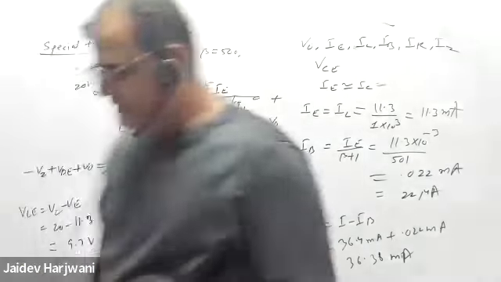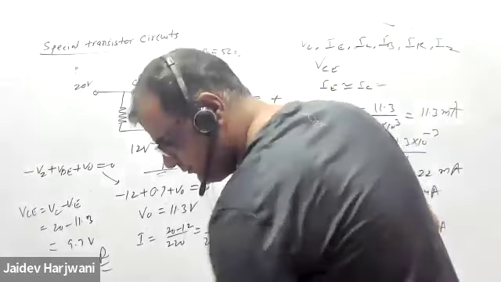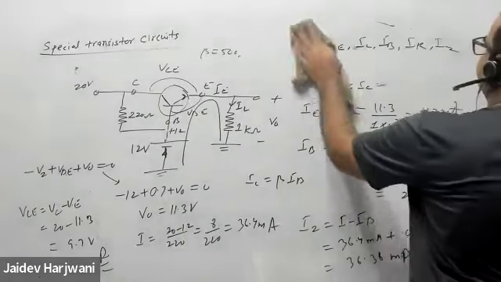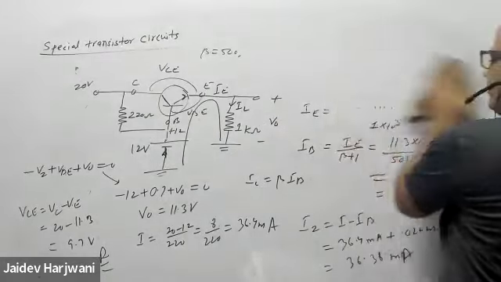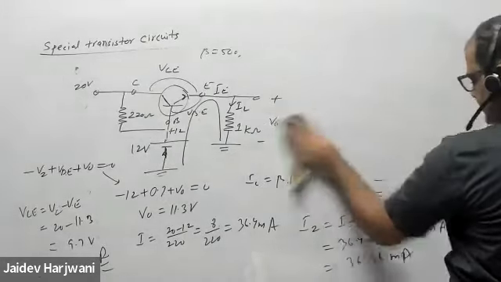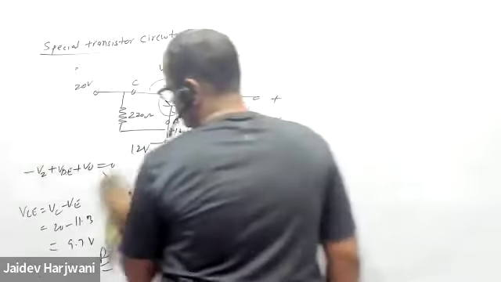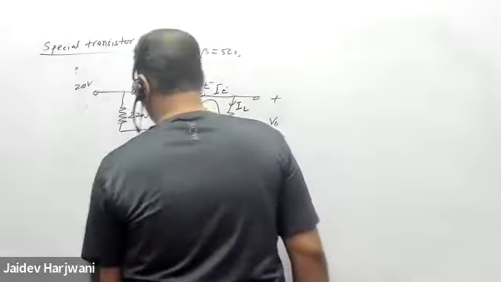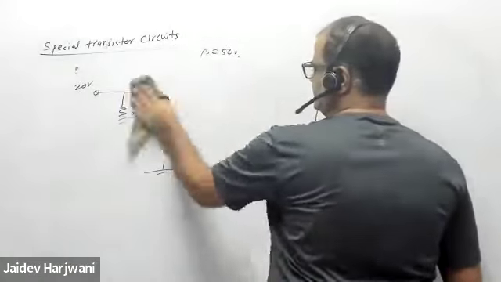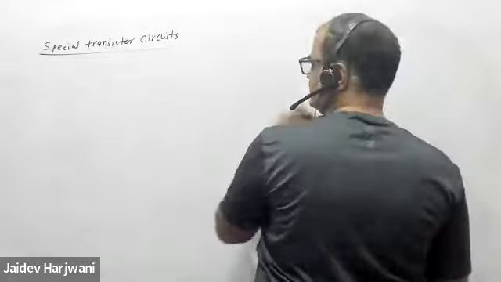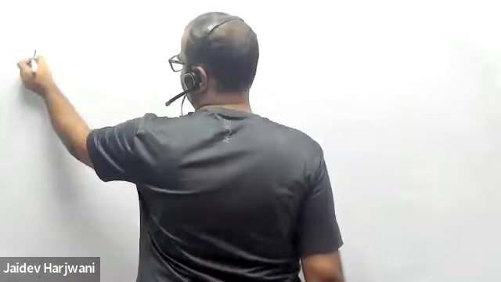Now the next topic is, I'm erasing this one. Calculation, you can do it, I told you the method. Next is your Darlington pair.